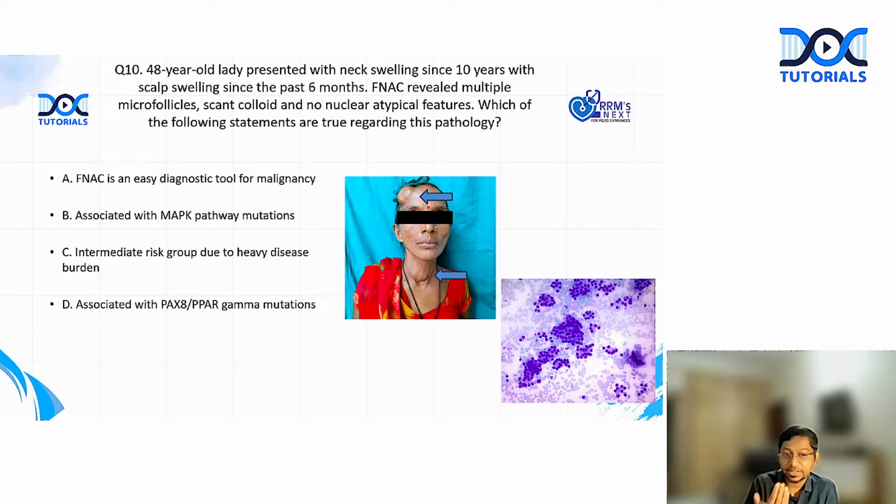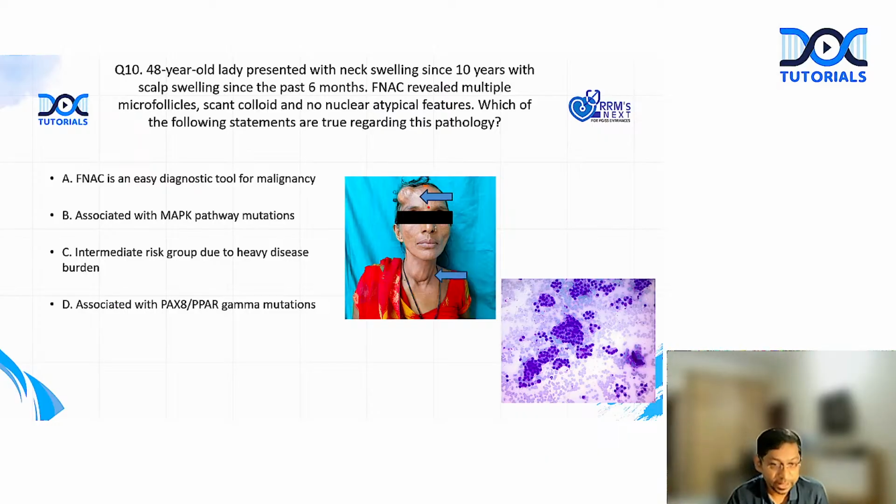Now, intermediate risk group. When we talk about ATA risk stratification, we have a low risk, we have an intermediate risk, and we have a high risk, right? These are the three different risks that we put the patient into. When we talk about follicular thyroid cancers specifically, they are going to belong to either the low risk group or the high risk group. There is no intermediate group for follicular thyroid cancers.